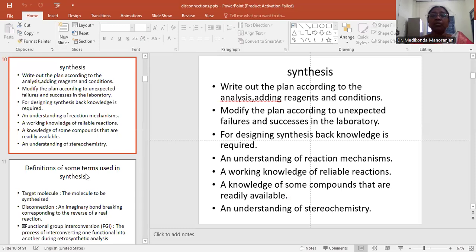So, by keeping all these points in our mind, we can carry out an effective synthesis. Then, how do we carry out the actual synthesis? Write out the plan according to the analysis, then add reagents and reaction conditions. Modify the plan according to unexpected failures and successes in the laboratory. For designing synthesis, background knowledge is required: an understanding of the reaction mechanisms, a working knowledge of reliable reactions, a knowledge of some compounds that are readily available, and an understanding of stereochemistry.